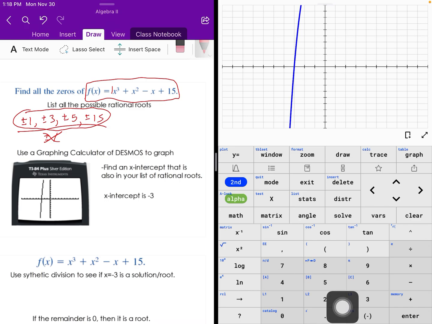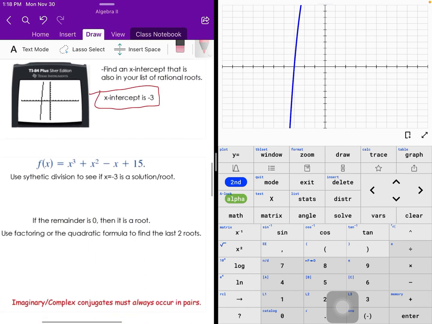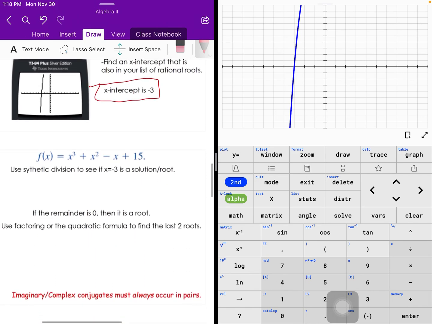Now, if you see here, it crosses at -3. So that means that my x-intercept is -3. That's going to be one of my roots. Now, to check to see if that root is an actual root, and I'm pretty sure it is, I'm going to use synthetic division. So here's the number I'm testing. Here are my coefficients, 1, 1, -1, and 15.